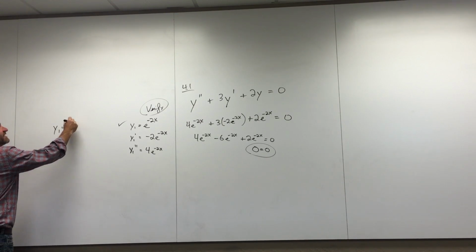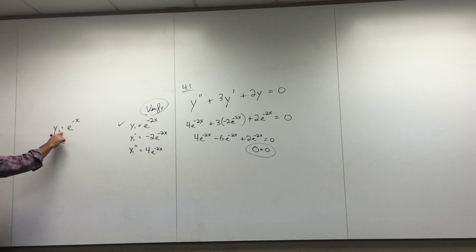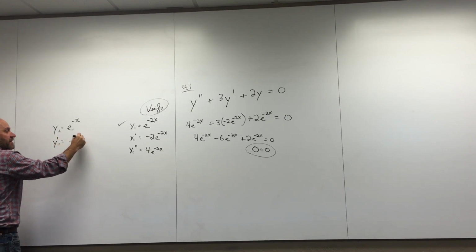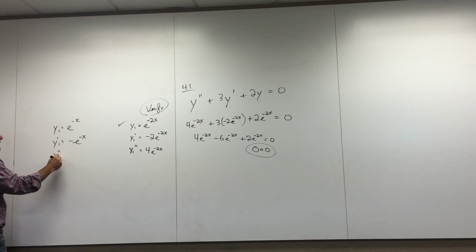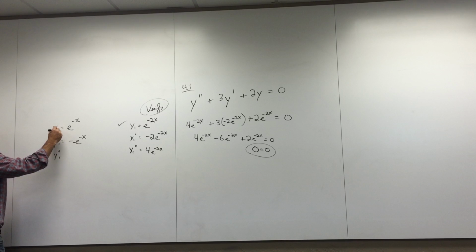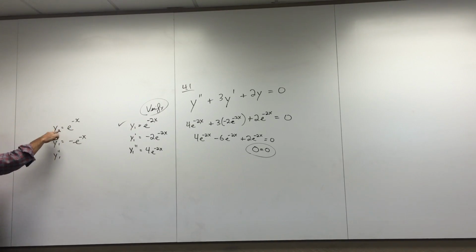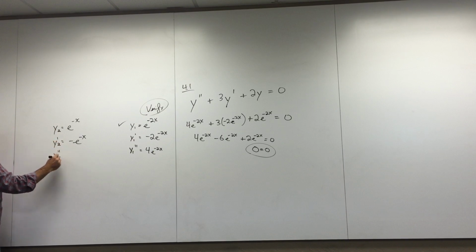y equals e to the negative x. I think he's also a solution. Let's try to verify him real quick. y prime would be negative e to the negative x, and then y double prime is e to the negative x. Oh, by the way, I shouldn't have called him y1. I should call him y2. Sorry, I called him y1 again. That's y1. Let's call this guy y2, subscript 2.